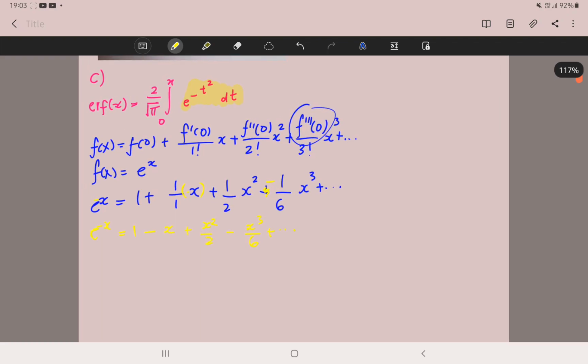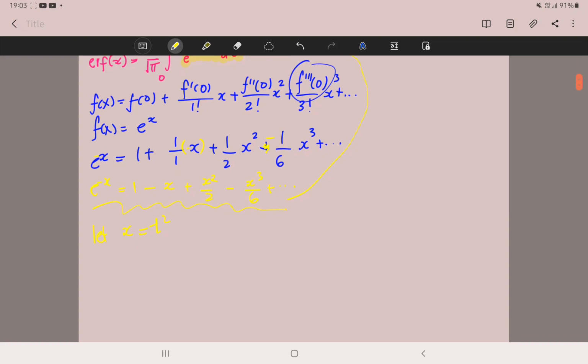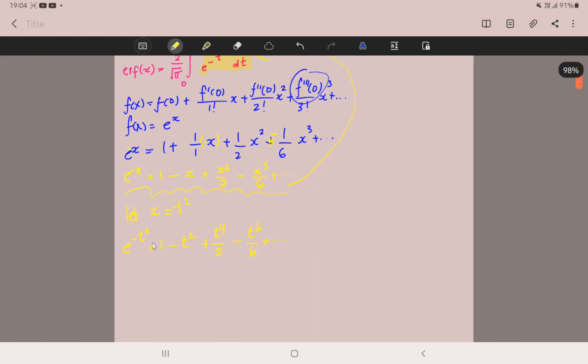Alright, what we can do next is we let x equal t squared, because we want this to be similar with this, so that's why we substitute x equals t squared. So e to the power of minus t squared is 1 minus t squared plus, t squared squared again, which is t to the power of 4 over 2, minus t squared cubed, which becomes t to the power of 6 over 6, plus dot dot dot. Alright, so we have this.